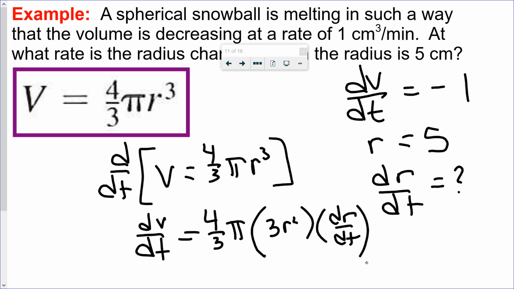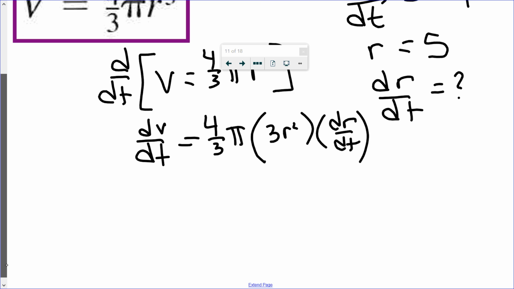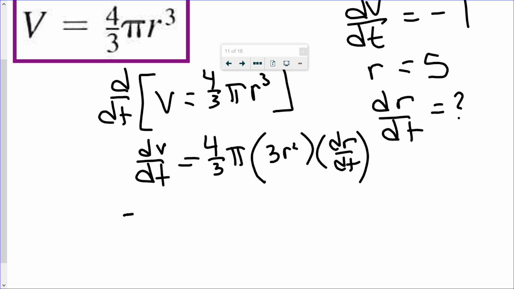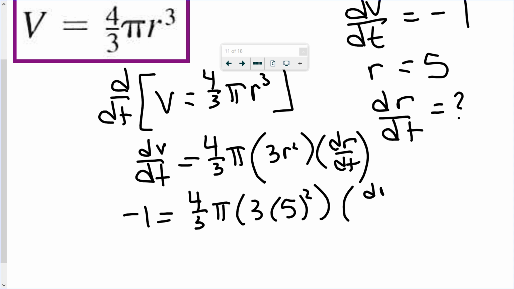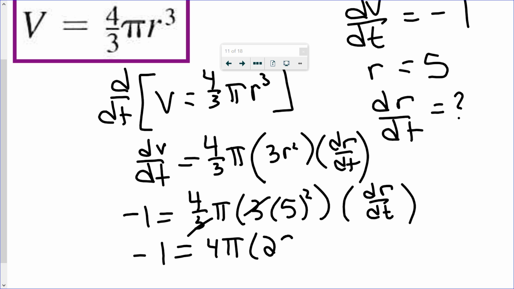Now that I've done my derivative with respect to time, I can substitute in all my known values. The derivative of volume with respect to time was -1. That will be equal to 4/3 pi multiplied by 3 times the radius, which is 5 squared, and then we have our unknown quantity, dr/dt. So we have -1 equals... the 3 multiplying and dividing by 3, those are gone. I'm left with 4 pi multiplied by 5 squared, which is 25, times dr/dt.